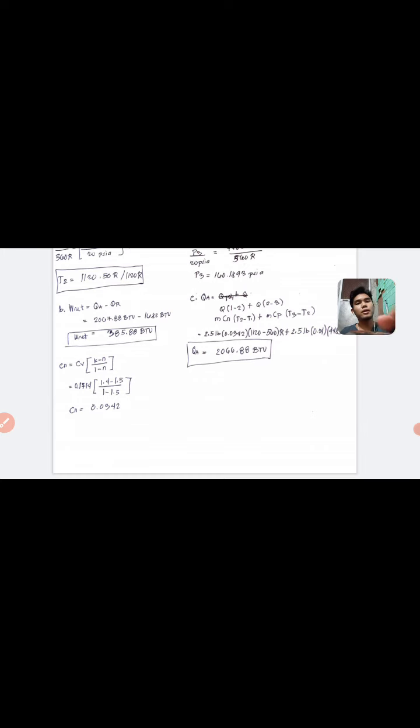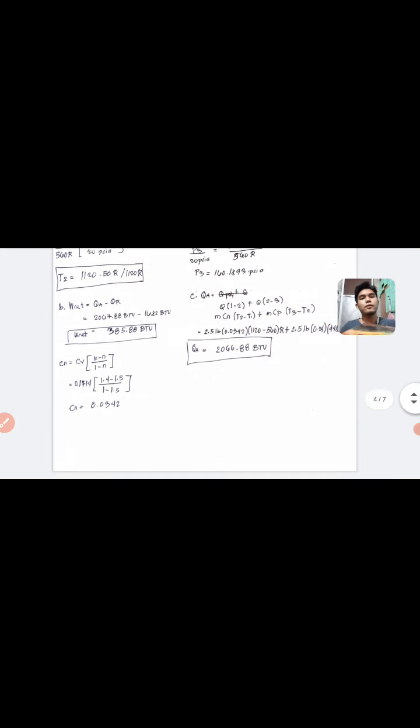So now here in letter C, we already solved the QA. So let's go back to the letter B, which is work net is equal to QA minus QR. So now we have the value of our QA. So QR, we also have our value, which is given to us. So substituting the value of QA minus QR, work net is equal to 385.88 BTU.